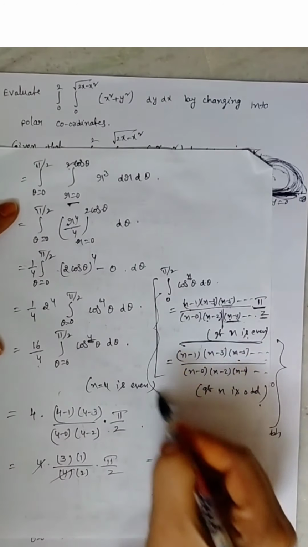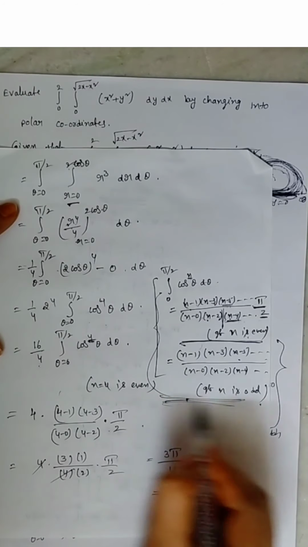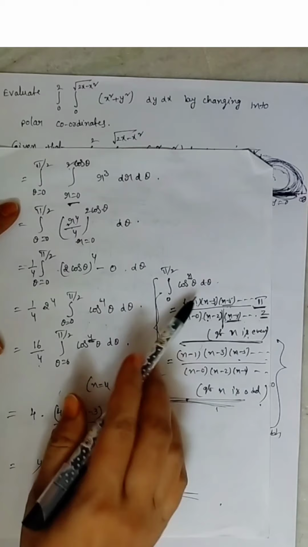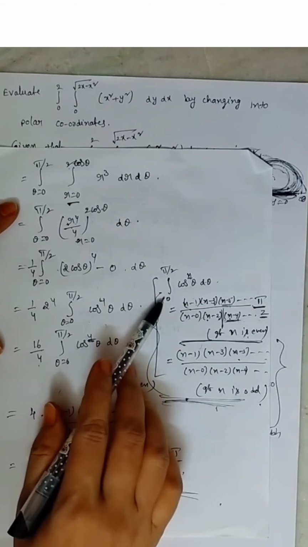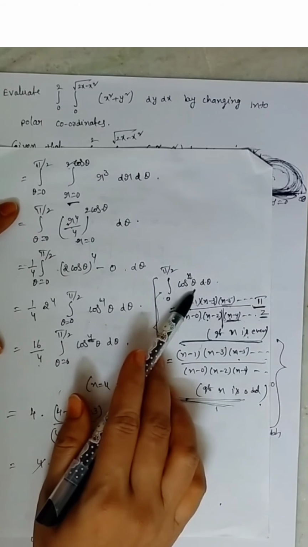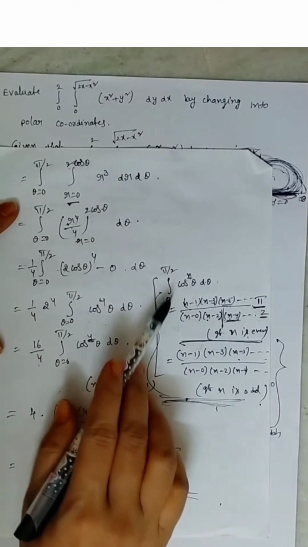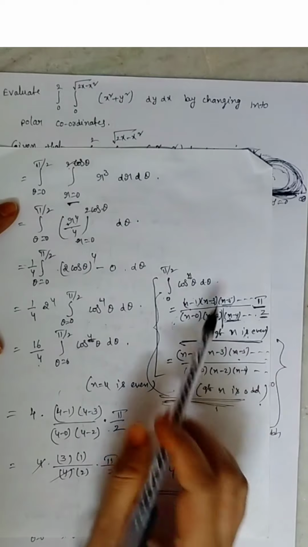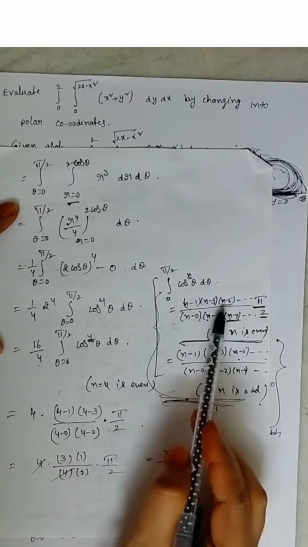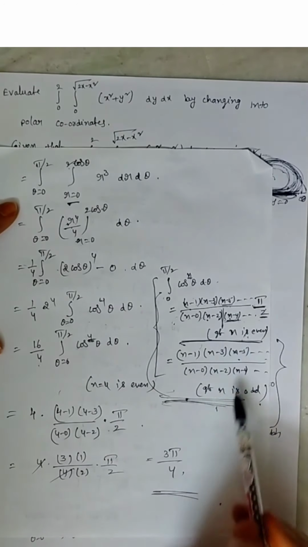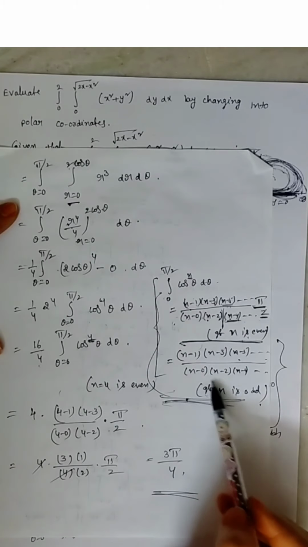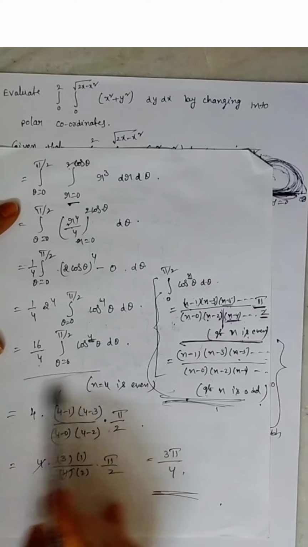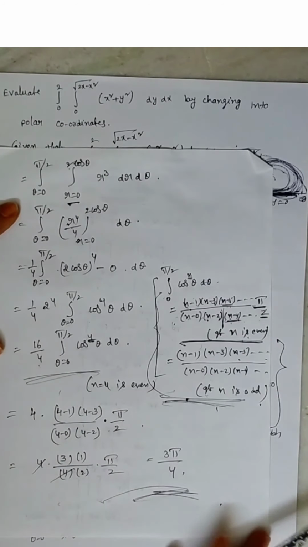Just go through this formula. Observe this formula 2 or 3 times, then you can understand easily. This is the formula in intermediate: you have integral 0 to pi by 2 cos power n theta d theta and integral 0 to pi by 2 sin power n theta d theta. Same formula you will get. If n is even number, you have to write pi by 2 at last. If n is odd, just you have to substitute. So according to this formula, we can solve this integration. So we get the answer is 3 pi by 4.